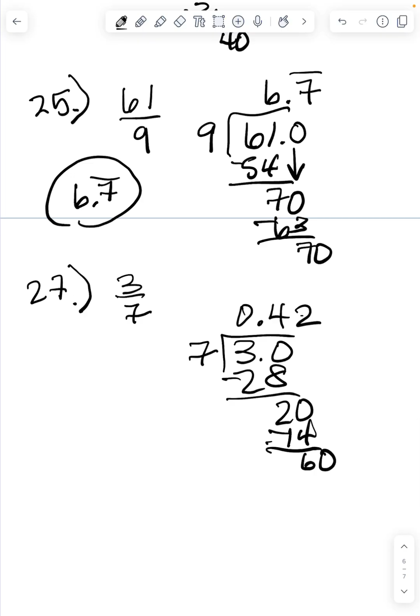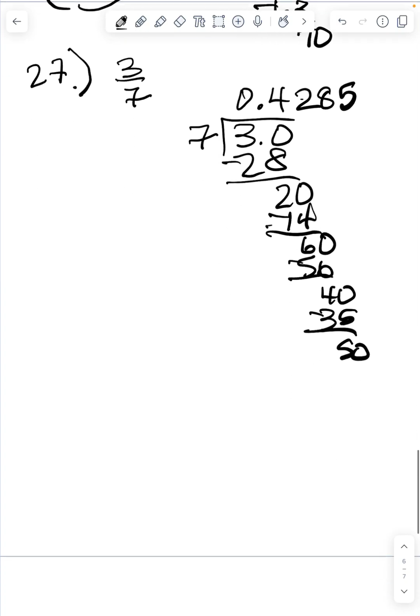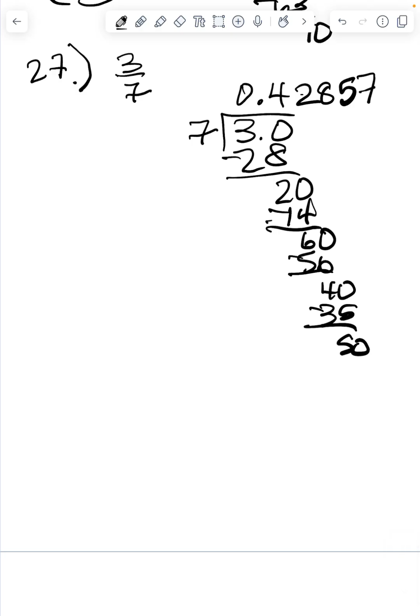7 goes into 60 8 times. That's 56. Subtract to get 40. Still going. 7 goes into 40. That's going to be 35. Oh, still going. 7 goes into 50. That's going to be 7. It's 49. And wow. Okay, it goes in 1 time. That ends up with a 30.